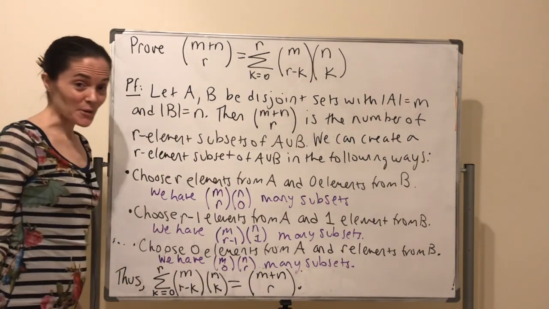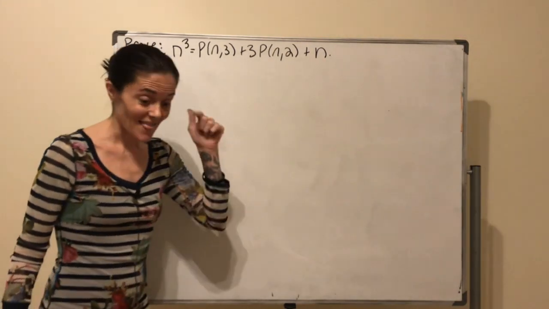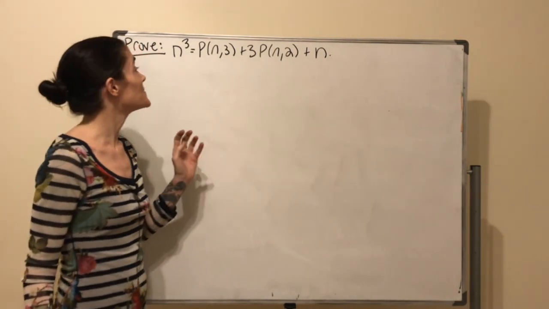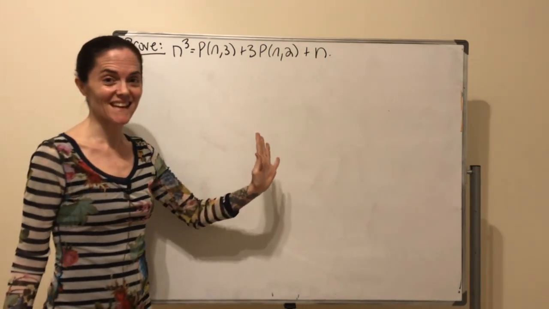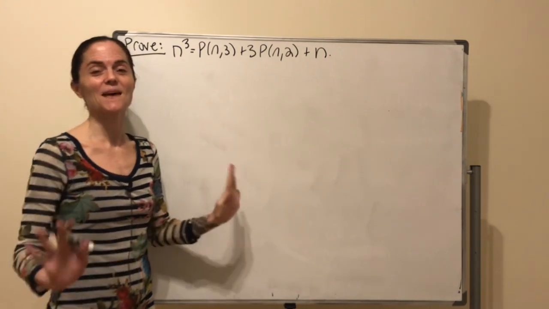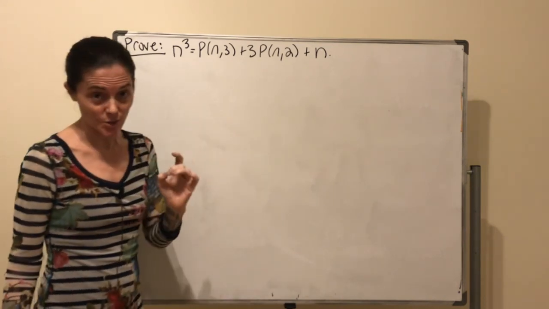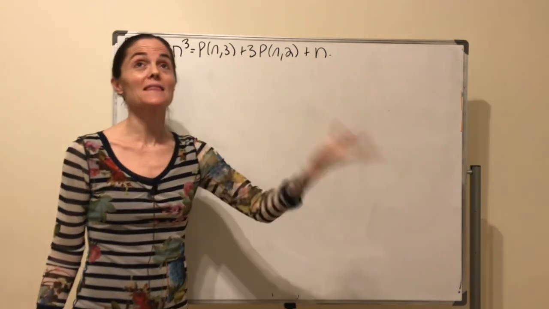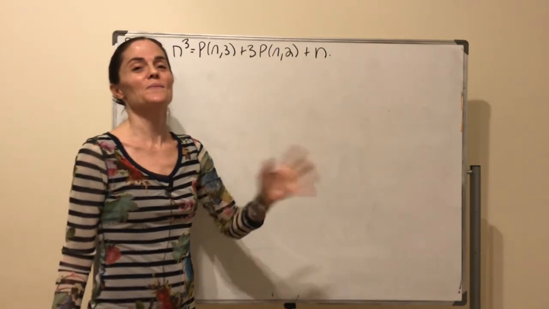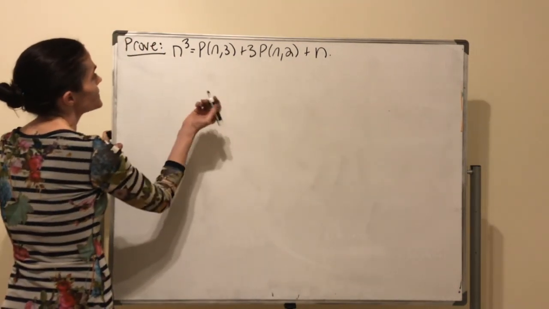Okay, combinatorial proof. This is my last combinatorial proof in this video, and the first thing you should realize is there are no binomial coefficients here, so we are not counting subsets. If we look at the left-hand side, we see n cubed. We also see P(n,3), we see P(n,2). We should be thinking there's order in this problem, without a doubt. Okay, well, let's start maybe with the left-hand side.